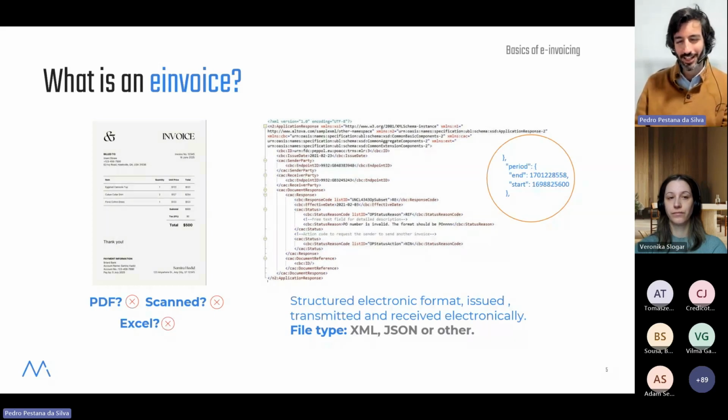Because that's how machines read it. And let's zoom in on this example that I pointed out here. It's actually not an XML extract, it's an object from a JSON file, but I did want to bring it up to explain why these files are considered e-invoices.